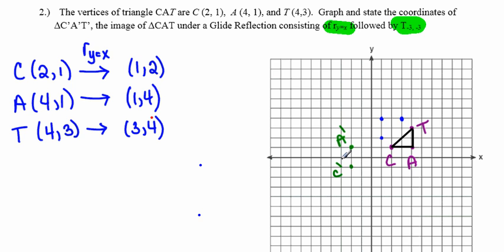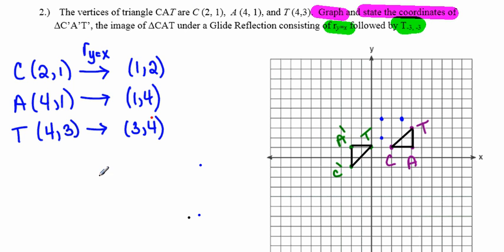This is my new C prime. This is my new T prime. Now that I've fully completed the transformation, I can go ahead and draw or sketch the triangle. And like the first question, this one has 2 parts. The first thing that they're asking us to do is draw the graph, which we've done. The second part of this is stating the coordinates, which still needs to be done.